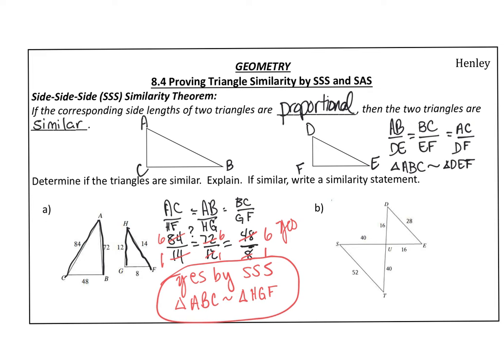Now let's look at another one. So on the next one, we look at what corresponds to what. So first we have 52 with this one and this one that we're looking at. And so we say 52 over 28. Then we can look at, and if you notice the next two are the same, we have 40 and 16, 40 and 16. So it doesn't matter which two sides we're trying to set up.